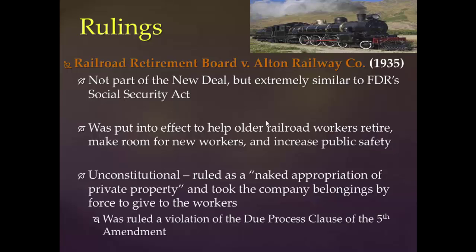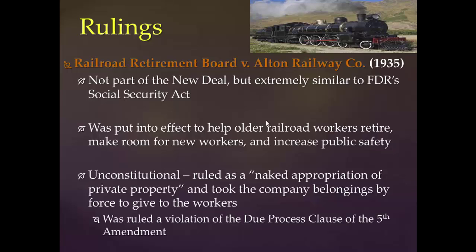So again, part of the New Deal, and it also had its roots in Social Security, but was a little bit different because it was geared specifically towards railroad workers. Before this case made it all the way up to the Supreme Court, a lot of challenges were filed in surrounding states, and injunctions were issued on the grounds that the law was unconstitutional, but it wasn't until 1935 that the Supreme Court actually heard it.